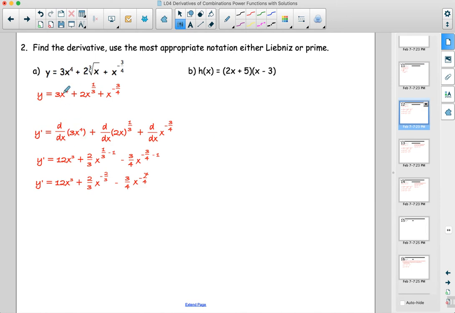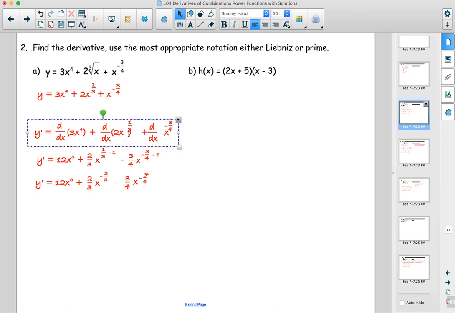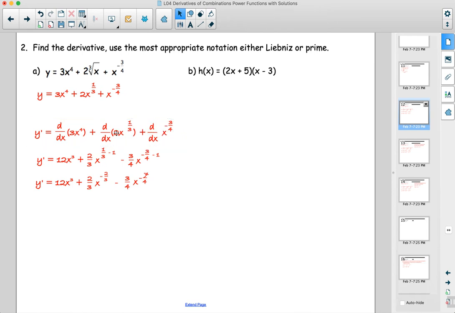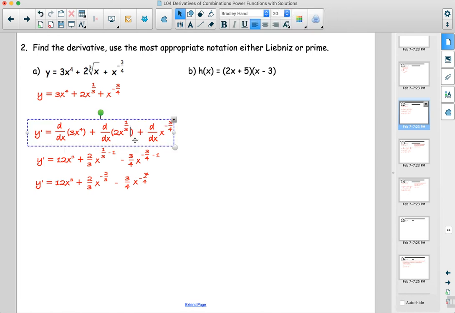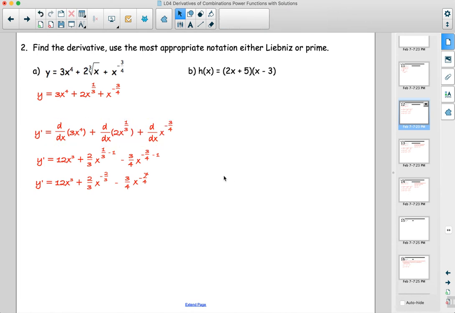So d by dx of the first term plus d by dx of that second term. I got to fix this. I'm seeing an error there. Are you seeing an error there? Whoops. Back that up. There we go. So it is 2x to the 1/3. It's supposed to be written that way. If I write it this way, it has a different meaning.